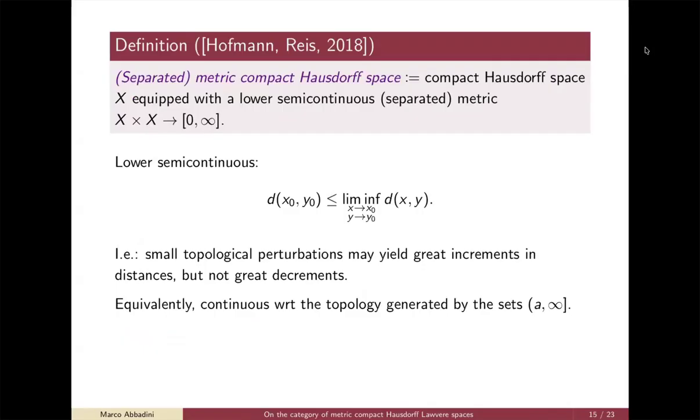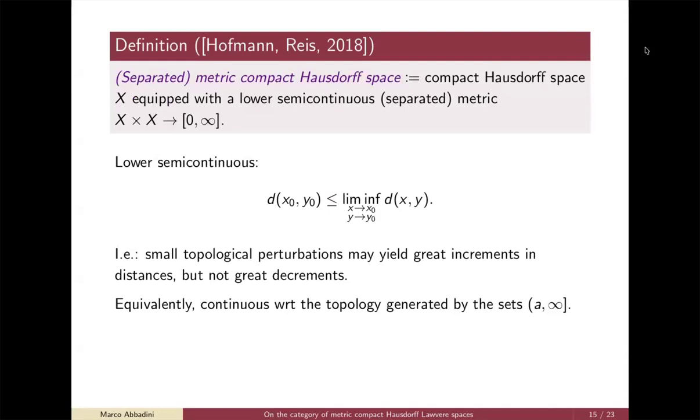Okay, now this interesting structure: separated metric compact Hausdorff spaces. These are compact Hausdorff spaces equipped with a metric which has some compatibility. What is the right notion of compatibility? Well, lower semi-continuity. What does lower semi-continuity mean?